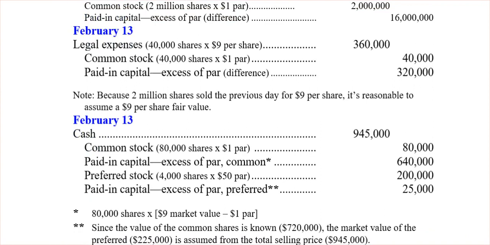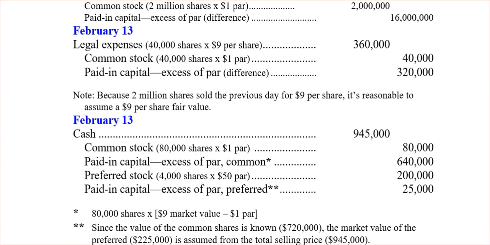The debit is 945,000. We still continue to believe that the value of our common stock should be $9 because we just had a transaction and we took it for their legal expenses. Let's use that same $9 then. 80,000 times 9 gives us a total of $720,000 for the common shares value.